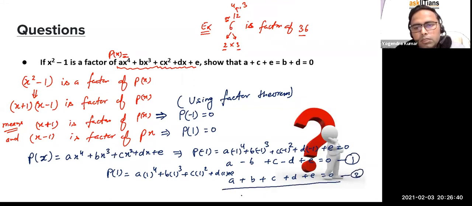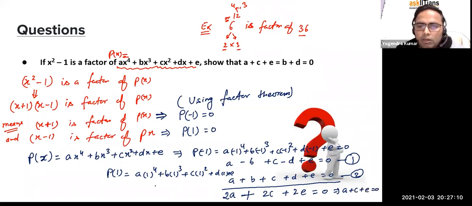We got these two results by applying factor theorem. So can I add them? What I'll get here? 2a, and I'll get 0 here, right? This will come 0. 2c, this is cancelled here. 2e is equal to 0. So what are we getting here? a plus c plus e is equal to 0.